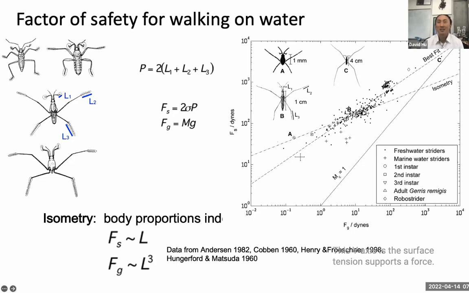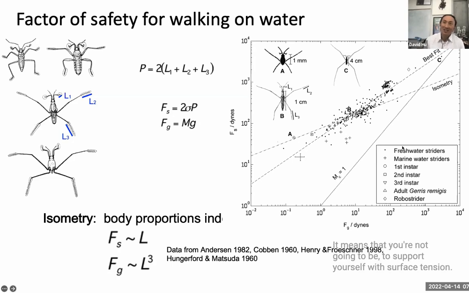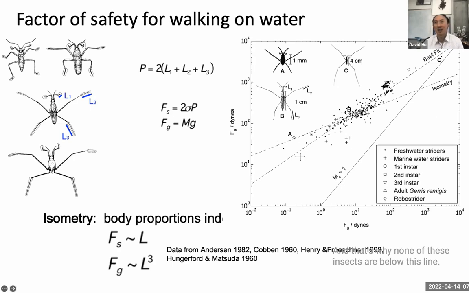This y-axis is the surface tension support force. This x-axis is the weight. Now, this line here is where y equals x, basically where the weight is equal to the surface tension force. If you're below that line, you've got bad news. It means you're not going to be able to support yourself with surface tension, and that's why none of these insects are below this line. And the vertical distance above this line tells you your safety factor, how much extra weight you can support, how close you are to falling through.